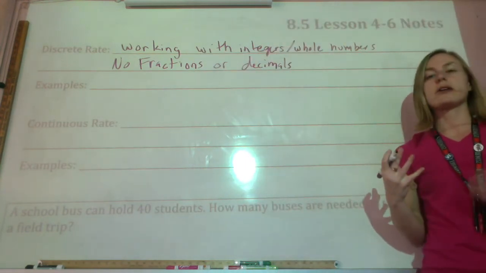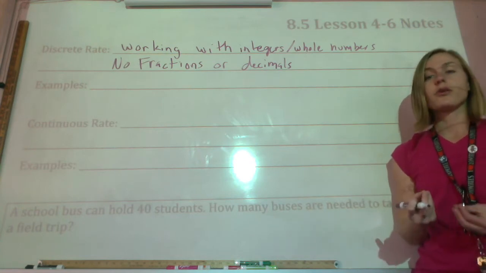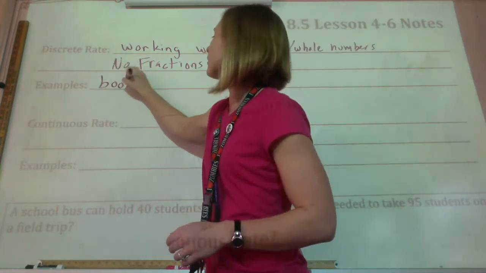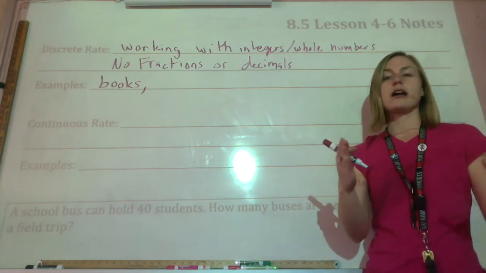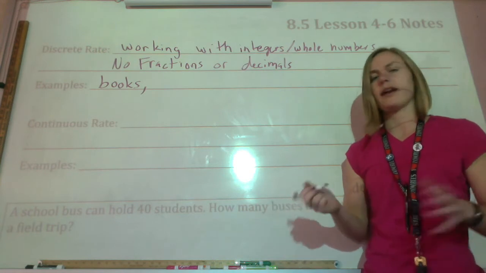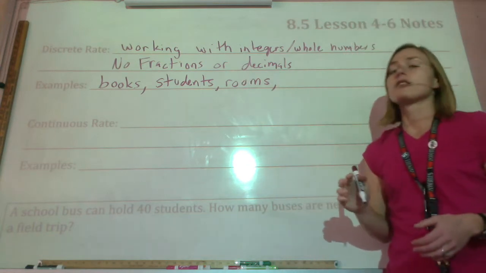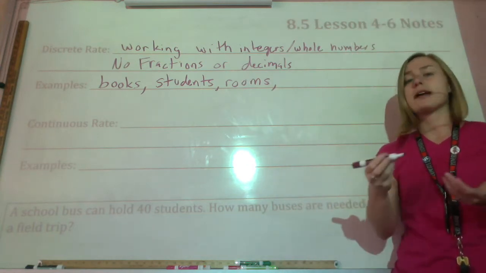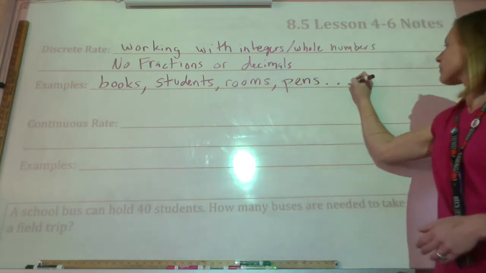If we're talking about a word problem, there might be things that you won't break down into a decimal. Like books, you're not going to be cutting a book in half. Or if I want to talk about how many students can fit in a classroom, obviously you're not going to be cutting students in half. Or would you be cutting a room in half? And there are many, many more things that you would never cut into pieces, like pens. Pens don't work too well if you have a tenth of a pen. And there's a lot more things.